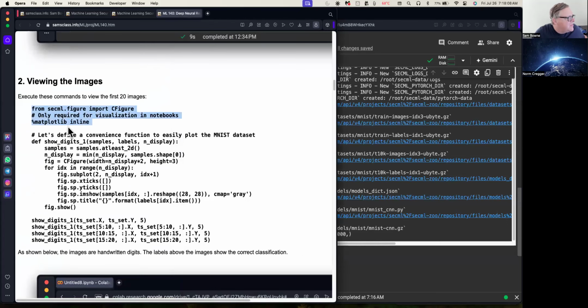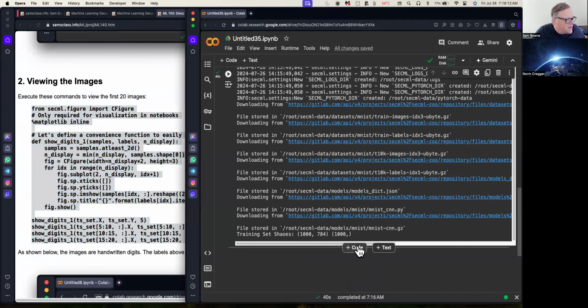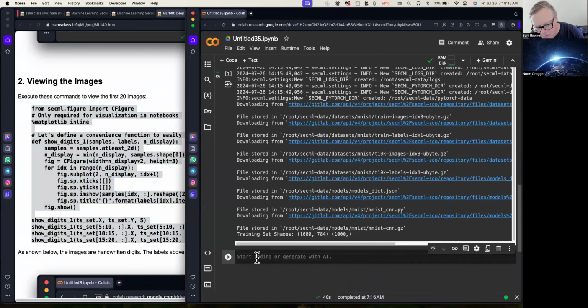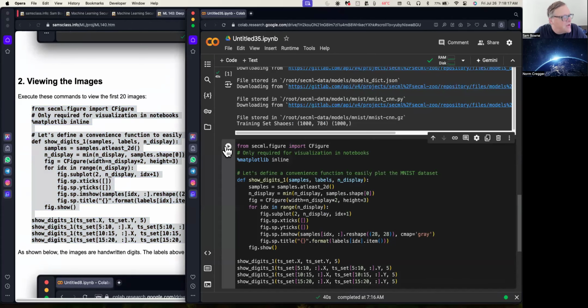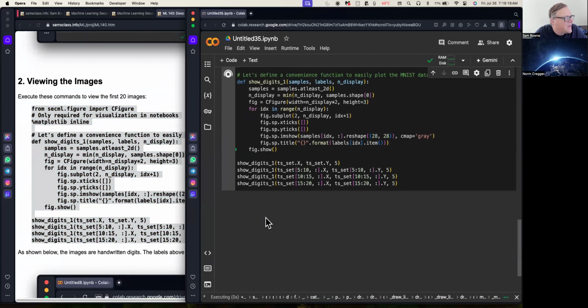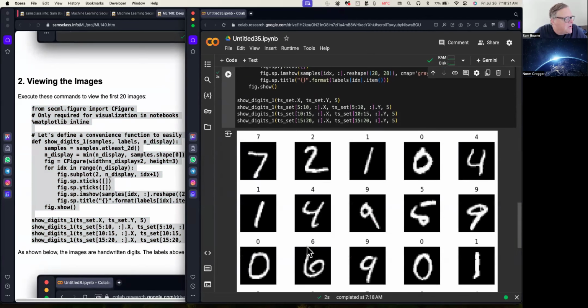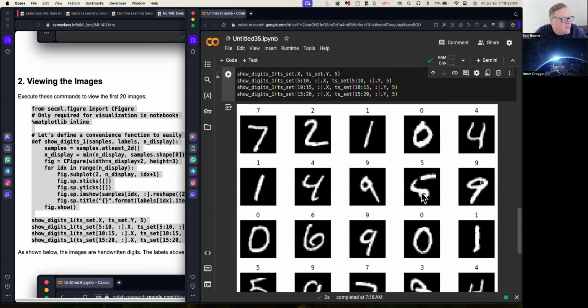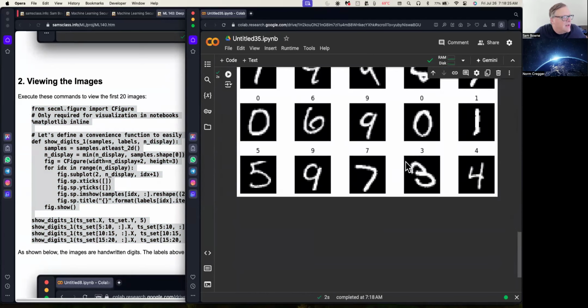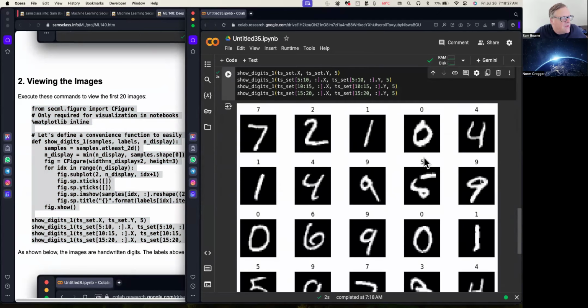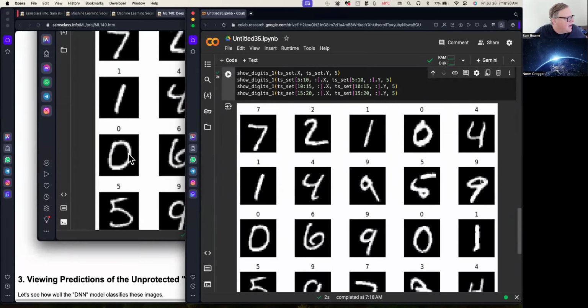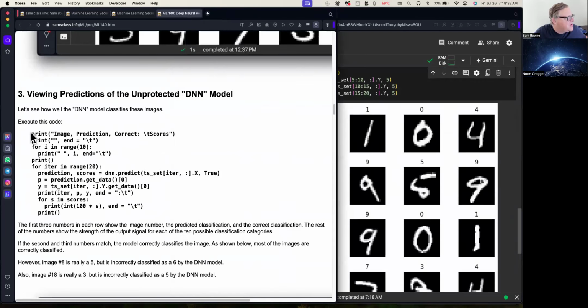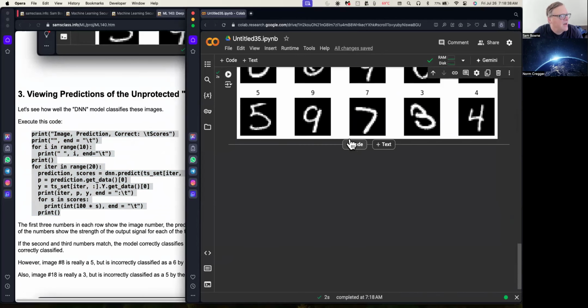So we'll take a look at the images as usual to see what they look like, because this, I think, is the most powerful part of these projects, is making sure you can see what it's doing. All right, and so there's the images, and they're just more of the same images we've seen before, handwritten numbers that are often sort of poorly formed, and the right label there. All right, so we're going to see the predictions of the unprotected model. The deep neural network model here.